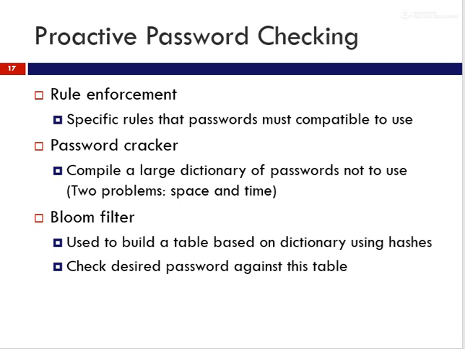The third one is the Bloom filter, where you build a table based on the dictionary using hashes, and then check the password provided by the user against this table. If the password is present in the table, then ask the user to change it, because it might be easy to guess.